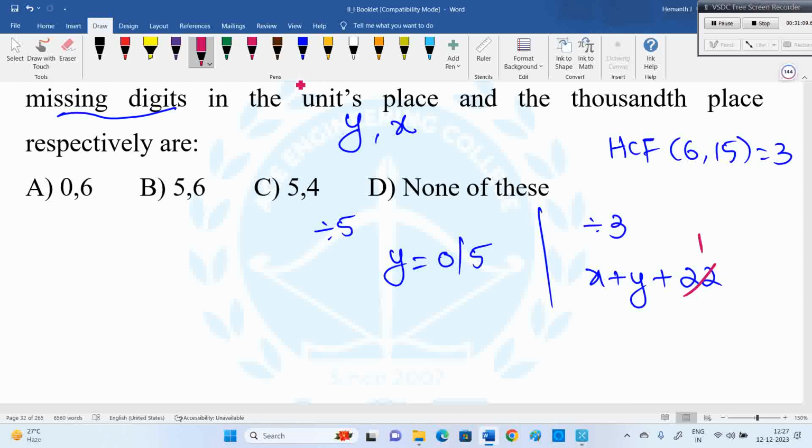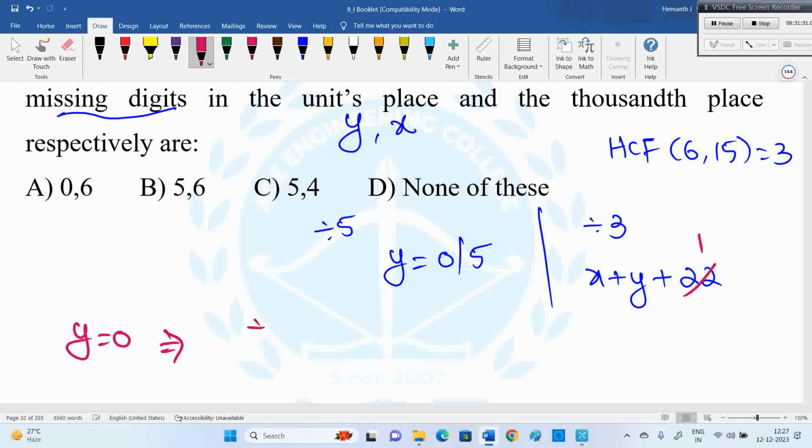Now, if y is 0, what can be the x value? Or if y is 5, what can be the x value? You can do trial and error like that. Okay, what is the possibility for x? Because y can be 0 or 5. If y is 0, then what will happen?